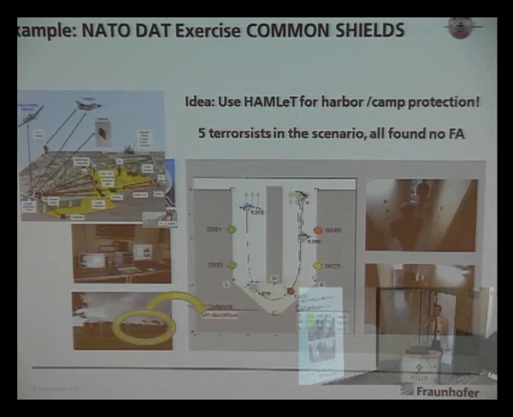Well, there is something like dual use. Typically, dual use is from the military world to the civilian world. Here we have the opposite. A civilian-funded project had interest for the military people as well. We used it in a NATO exercise. We are here in the NATO event, Common Shields, to do it for camp protection, harbor protection. So there's something actually to be done.